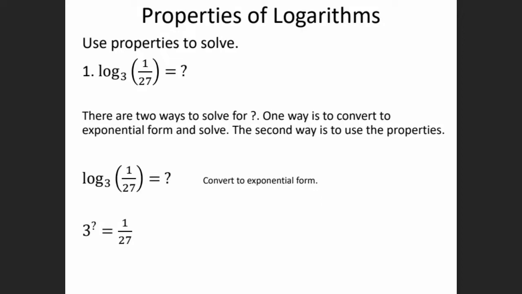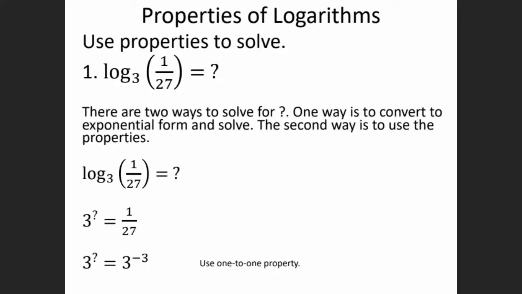So I gotta say to myself, what 3 to the unknown power will give me 1 over 27? Well, I know that if I have 3 cubed, that gives me 27. 3 times 3 is 9, 9 times 3 is 27, but I need that as a fraction. So it would be like this, 1 over 27. And I know that when I have a value on the bottom, to move it to the top becomes a negative, right? So this is 3 to the negative 3. So this would be my answer.